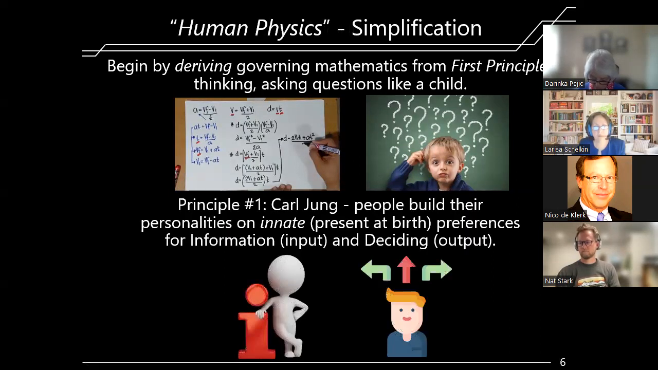A first principle that I'm fond of is one enunciated by Carl Jung, the famous Swiss psychologist. I think he was Swiss, maybe German, but I think Swiss. He posited that people build their personality on innate, meaning present at birth, preferences for information and deciding. I love this kind of thing because we're down to a first principle, input and output. It's very simple.